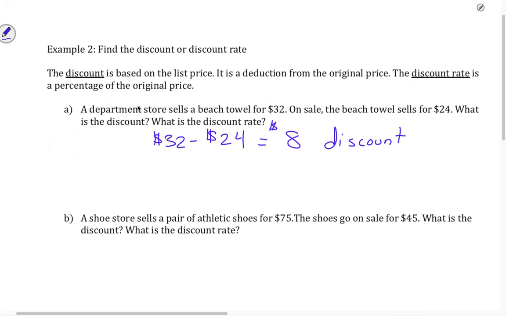And now to find out the discount rate, okay? It was originally being sold for 32. That's the number I'm going to use. So I do 8 divided by 32, and I get 1/4, which is 0.25. So it would be a 25% discount.